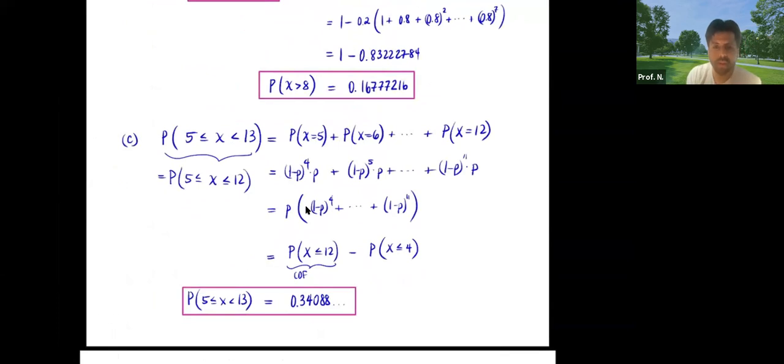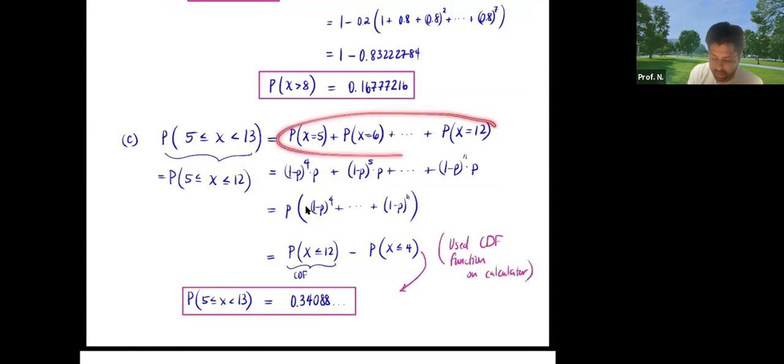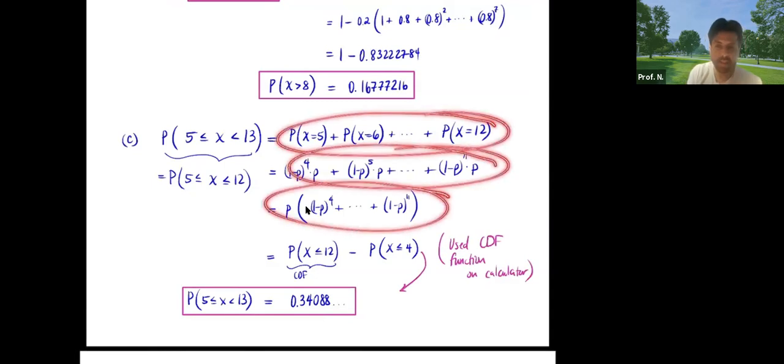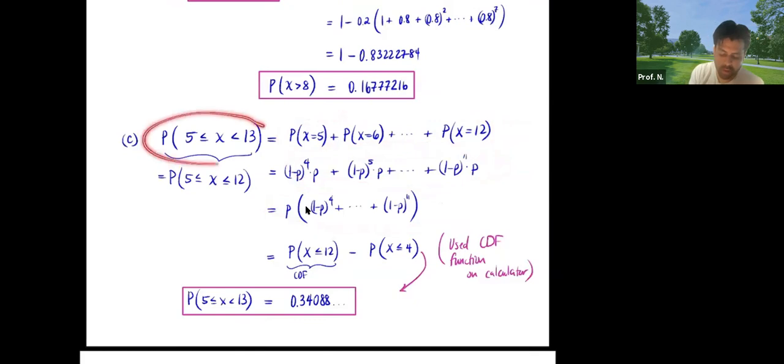So if you use, for example, your calculator, right? You want to use your calculator for this. So you can simply say I used the calculator. I used a CDF function on calculator. For this particular step here, all of this is not necessary for this particular problem. I could have gone from here and gone straight here. I'm just showing you.